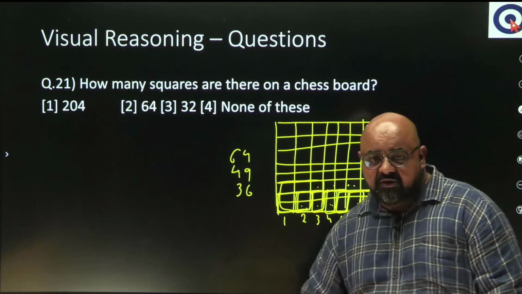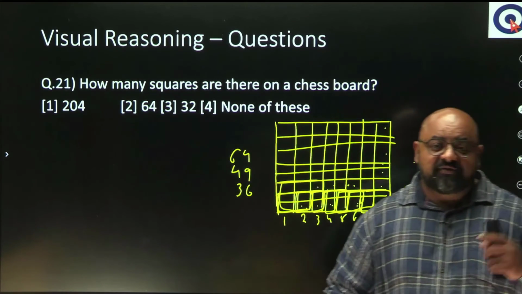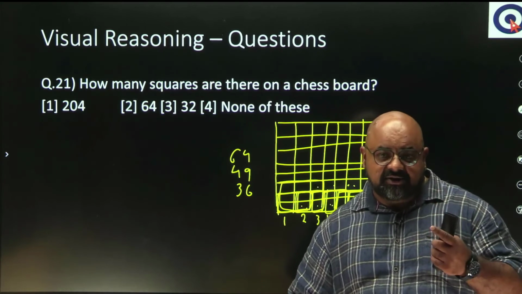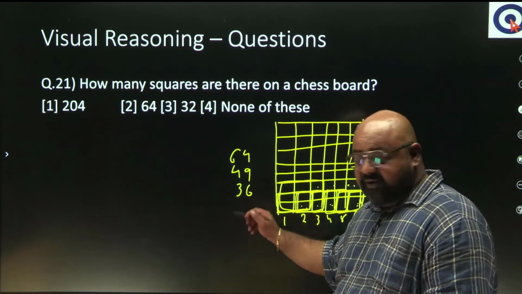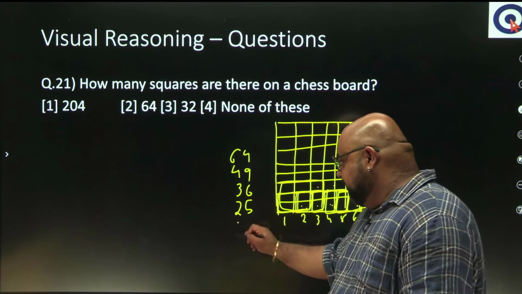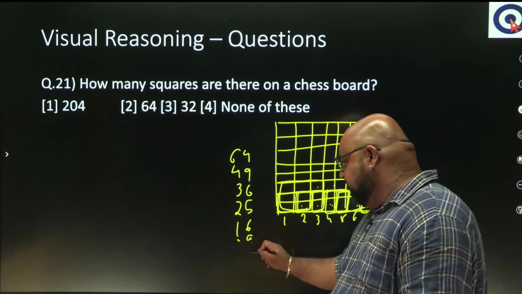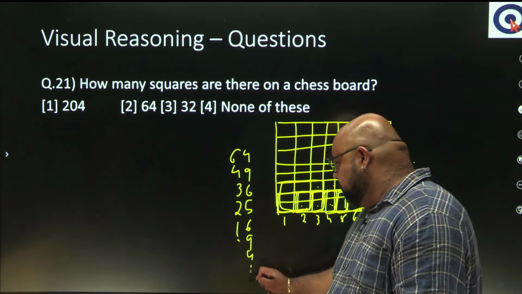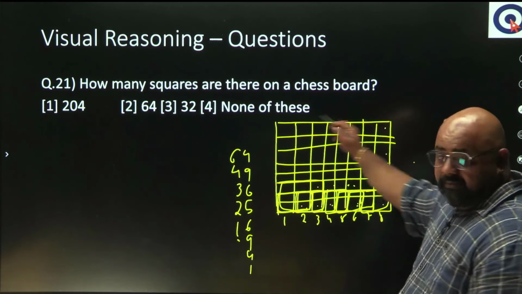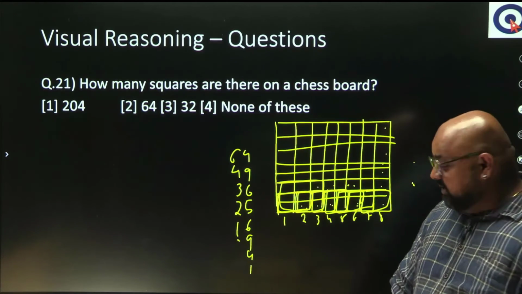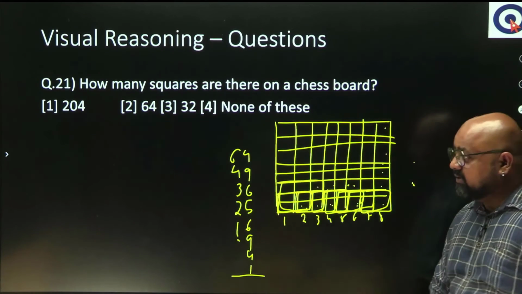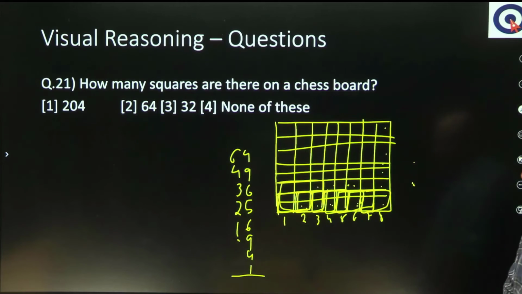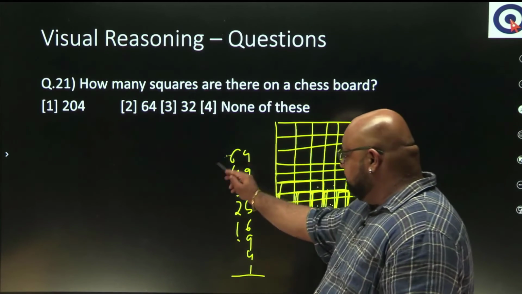Is there a pattern forming? 64 smaller squares, 49 larger squares, 36 further larger squares, and so on. This is 8 square, 7 square, 6 square. So I complete the pattern: 5 square, 4 square, 3 square, 2 square, 1 square. So 1 will be this entire big box, which will be a square in itself. Add them to get the answer. 64 and 36 is 100.